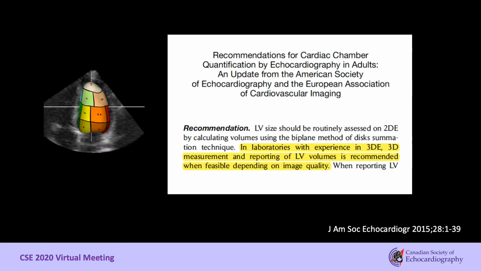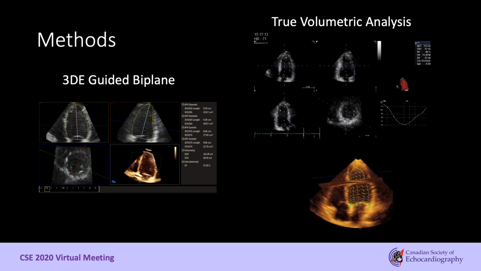Now, in laboratories with experience in 3D and in patients with images good enough for 3D data acquisition, the guidelines currently recommend that 3D volumes and ejection fractions be reported. When I think of 3D, I'm actually thinking of true volumetric analysis, although you can use 3D to guide an improved biplane measurement. But mainly when people talk about 3D, they're talking about this true volumetric, where all the walls of the left ventricle are tracked and accounted for in the volume and ejection fraction.